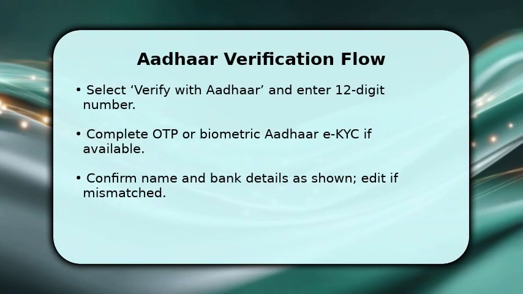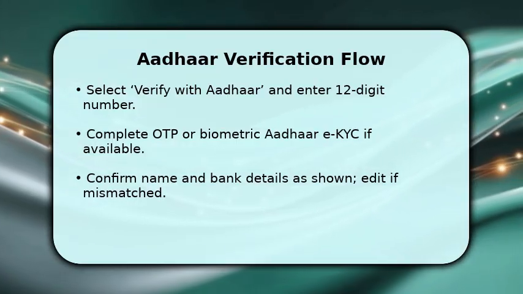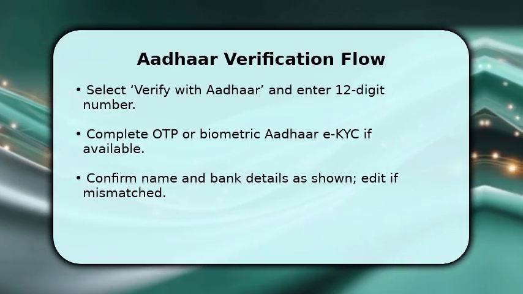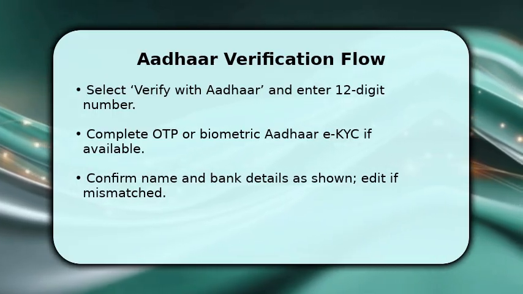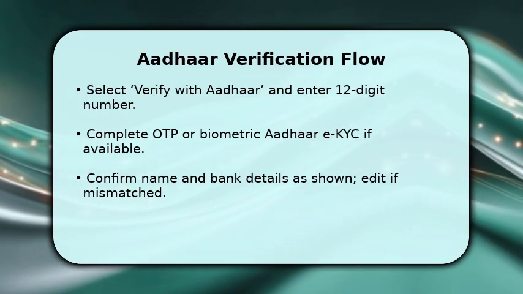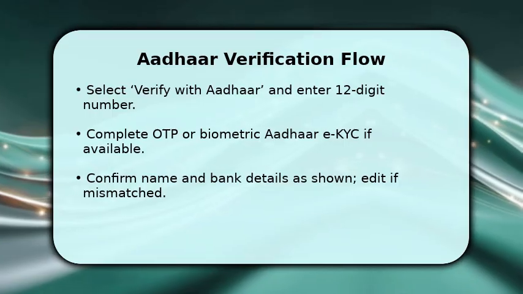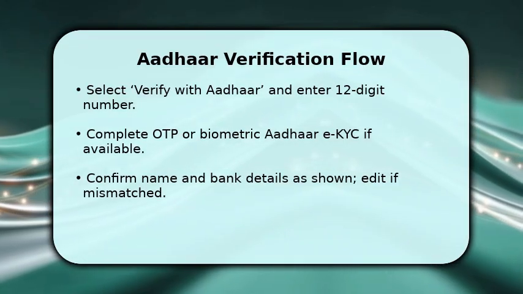You will now run the Aadhar verification flow. Choose the Verify with Aadhar option and type the 12-digit number carefully, then request the OTP. If your device supports biometric eKYC, choose that for faster processing. Once you receive the OTP, enter it immediately. The app will fetch your name and address. Make sure the displayed bank account and name match your records, since mismatches can delay transactions.